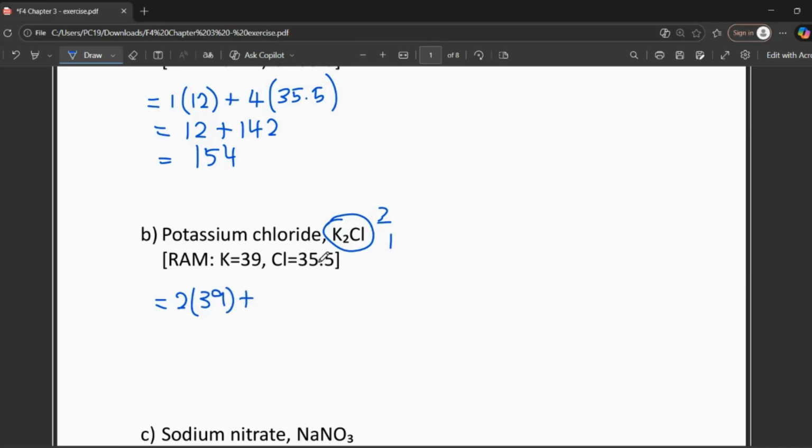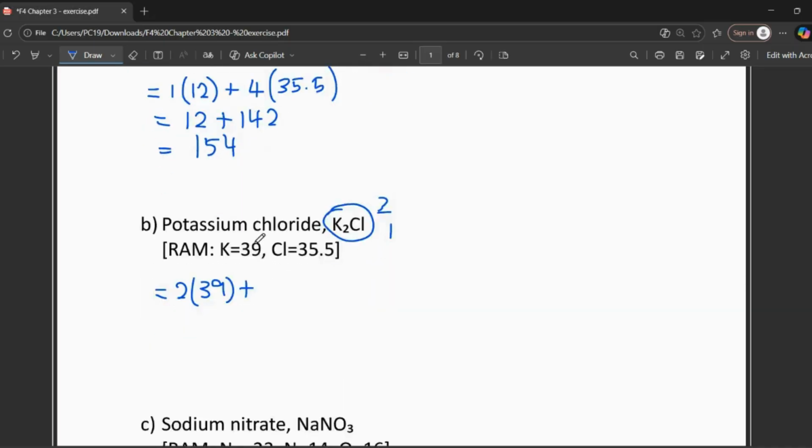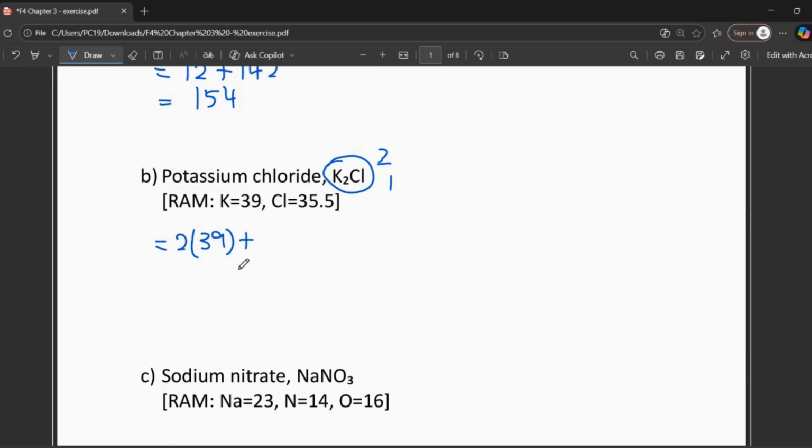Plus, it's not necessary to write 1 as I've written here for the carbon in the previous question. It's not compulsory to write 1, but I encourage you to do so that you don't get confused. So just write 1 bracket 35.5 because we only have one chlorine atom. Then you'll get the answer 78 plus 35.5, which is equivalent to 113.5.